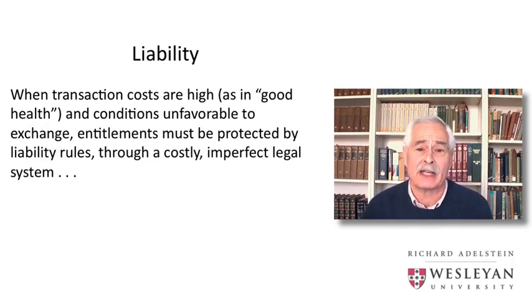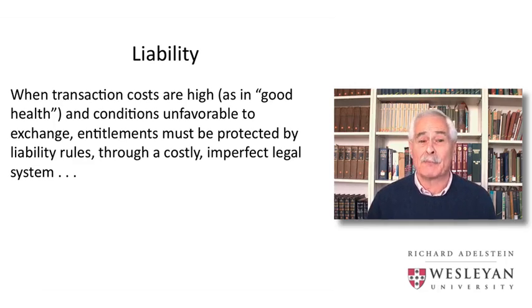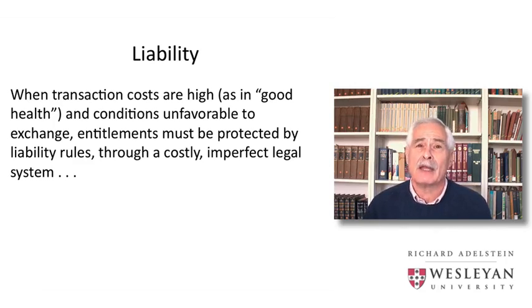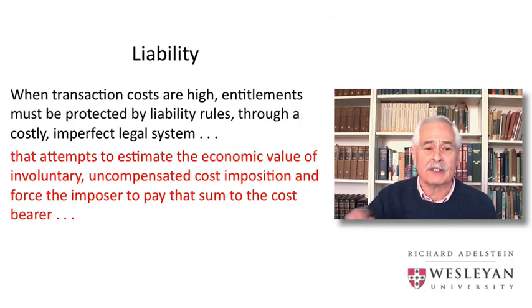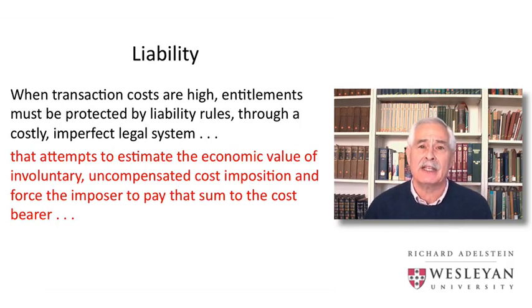On the other hand, when transactions costs are high, as they are in the case of the good health input in our steel plant example, then conditions are unfavorable to exchange, and entitlements must be protected not through property rules and free exchange, but through liability rules and a costly, imperfect legal system that attempts to estimate the economic value of the involuntary, uncompensated cost imposition, and then to force the imposer of those costs to pay that sum to the person who has borne the cost. That is, to mimic what would happen if transactions costs were low and an actual exchange were taking place between the cost imposer and the cost bearer.